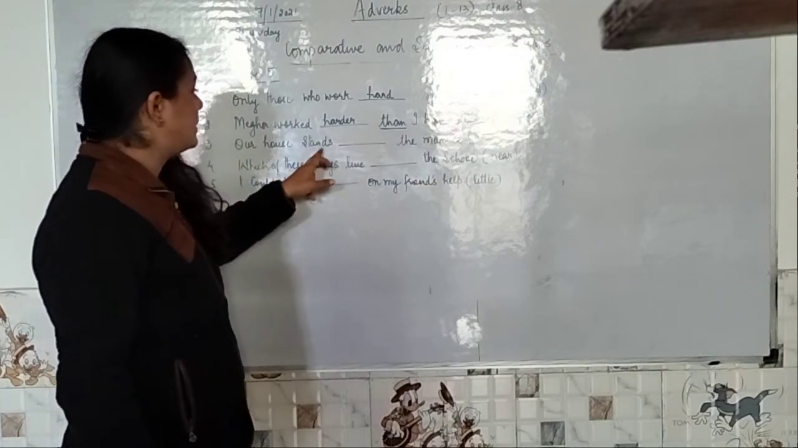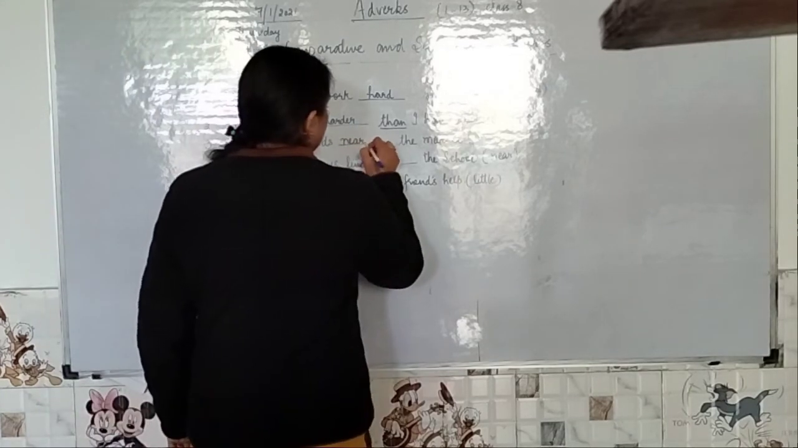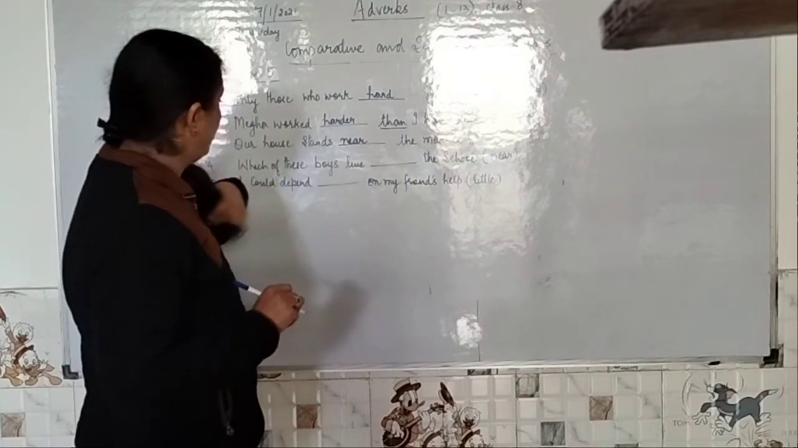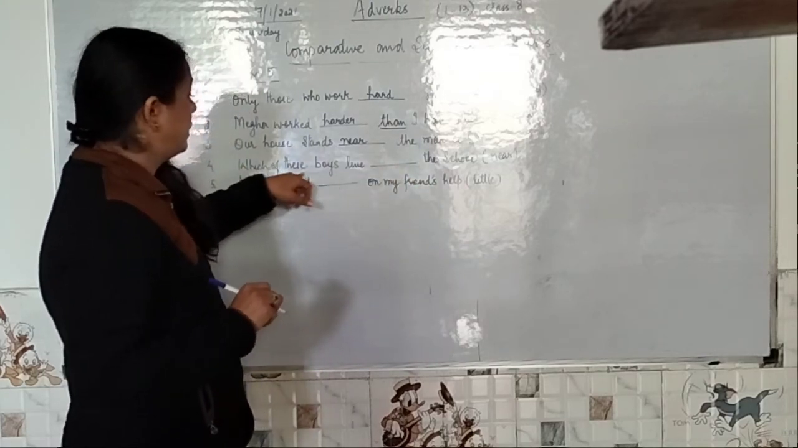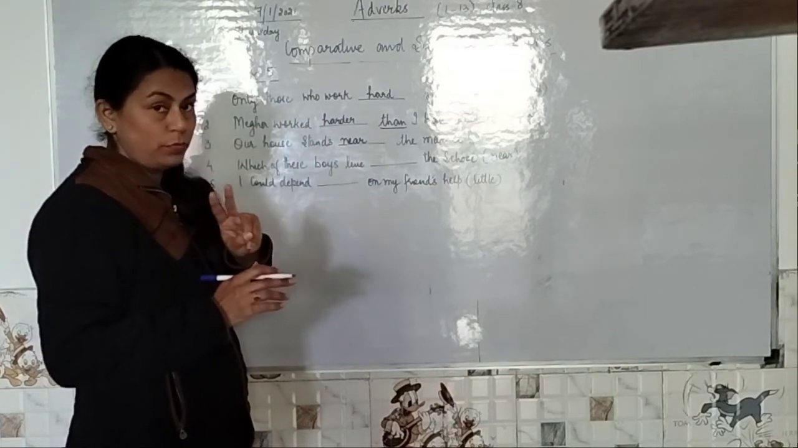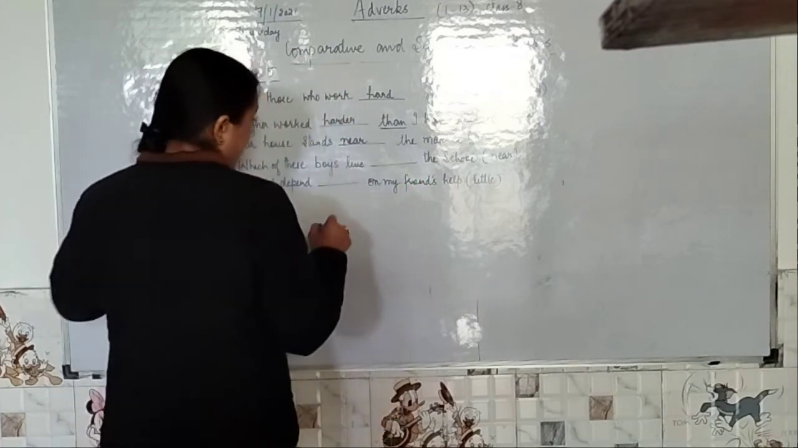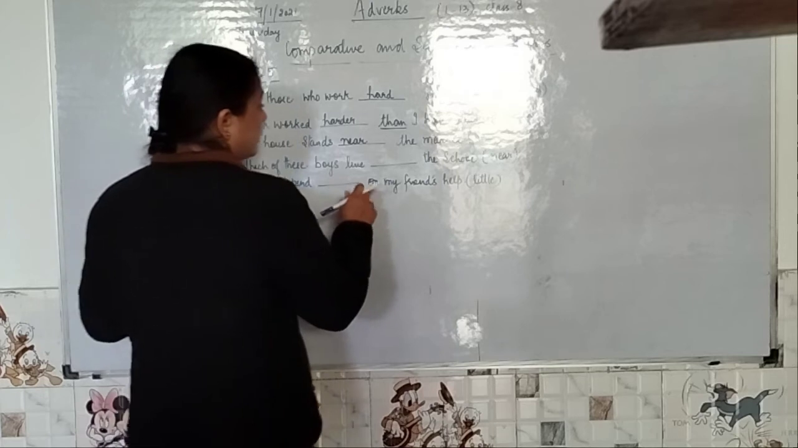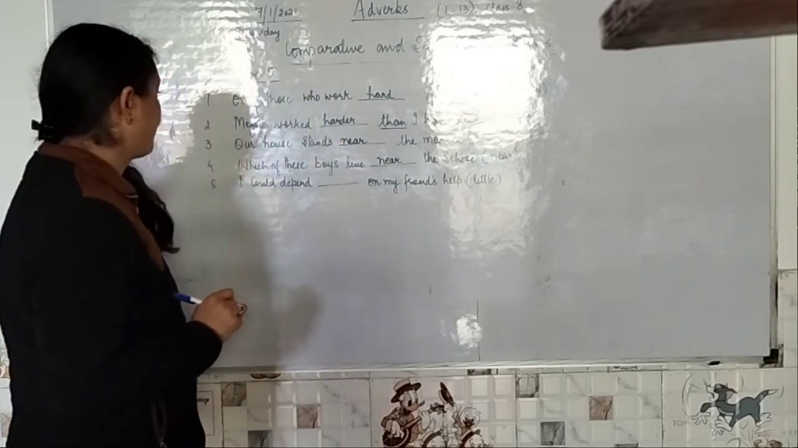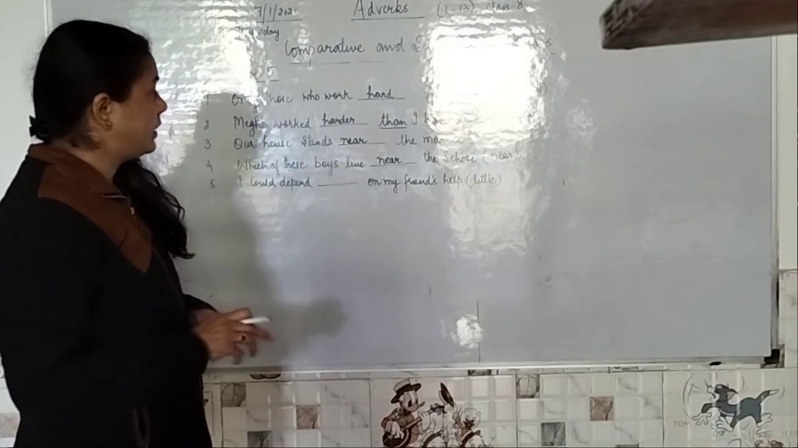Our house stands near the market. Which of these boys live nearest? Which of these boys means we are talking about a few boys, not talking about two. So here, which of these boys live nearest the school? Here again, we will use the superlative degree. Which of these boys live nearest the school? Near the school.